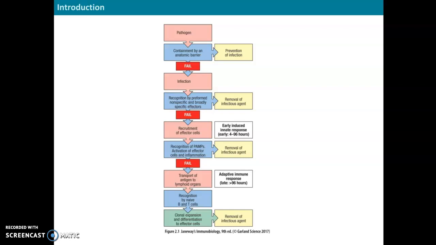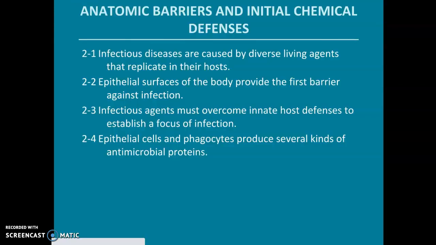This talk is more focused on recognition of broadly specific effectors and PAMPs and activation of effector cells by inflammation, as well as some of the containment by anatomic barriers, some of the chemical agents, proteins, and peptide effectors that will be able to attack.